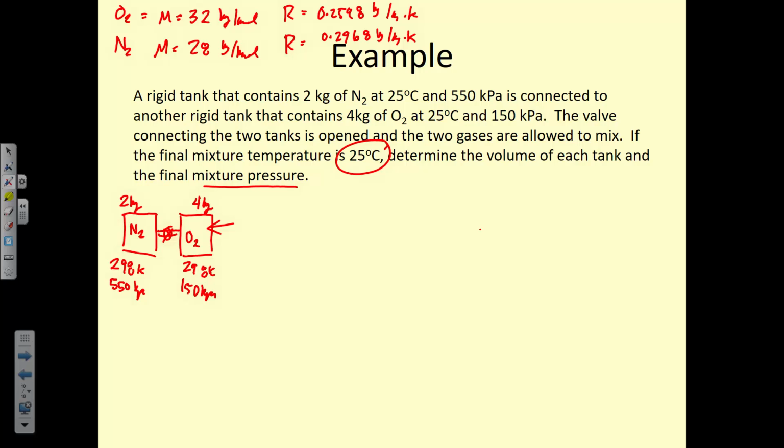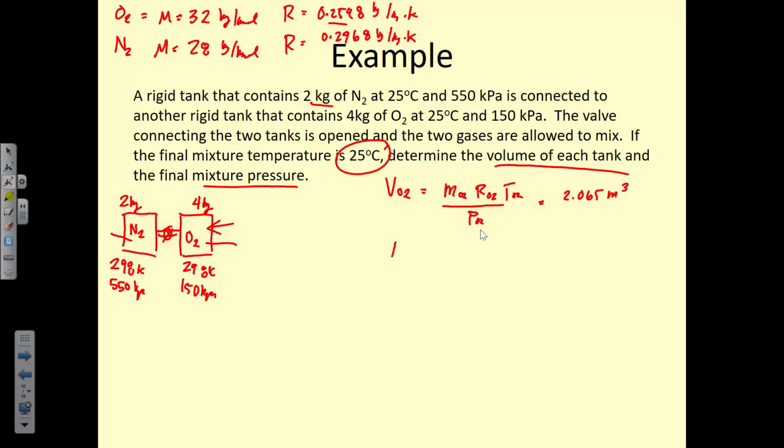Okay, so to determine the volume of each tank, right now we have an ideal gas in one tank and an ideal gas in the other tank. It's fairly easy and straightforward. So the volume of the oxygen, we're going to assume that the oxygen comprises the entire volume of the tank, that it is filling the entire space. The volume of the oxygen is equal to the mass of the oxygen times the R of the oxygen times the temperature of the oxygen divided by the pressure of the oxygen. Okay, so we're given the mass, we looked up the R, we have the T and the P, so we can calculate that volume as 2.065 meters cubed.